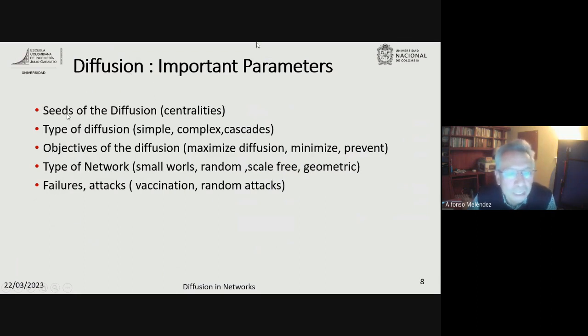First, seeds of the diffusion. For example, if you are going to start a rumor in a social network, what person do you tell the rumor to first? To a person with a lot of friends, to a person who is a bridge of the network, etc. In that case, it's very important to know about centralities, because centralities give you the possible seeds of the diffusion, the one with the most betweenness centrality, the one with the most degree, etc. Okay?